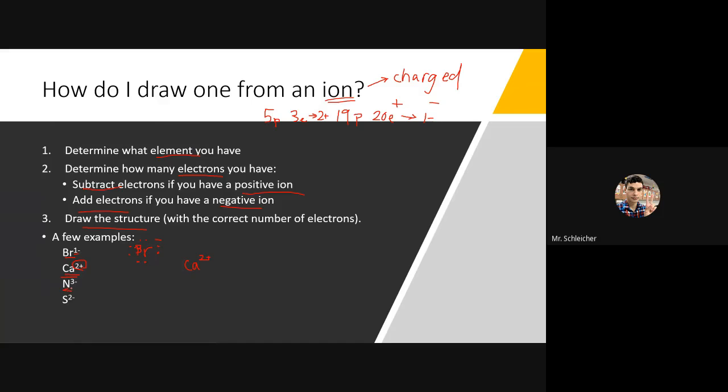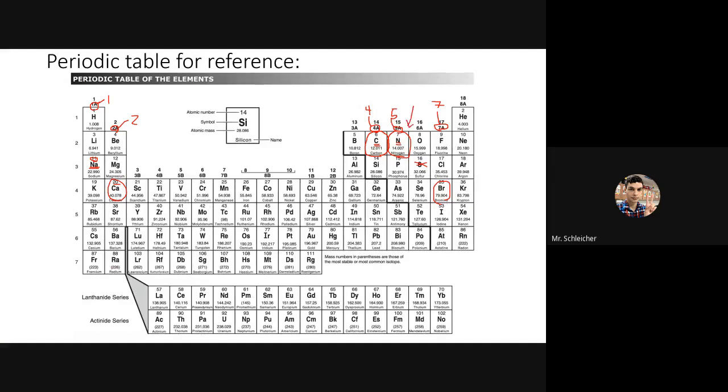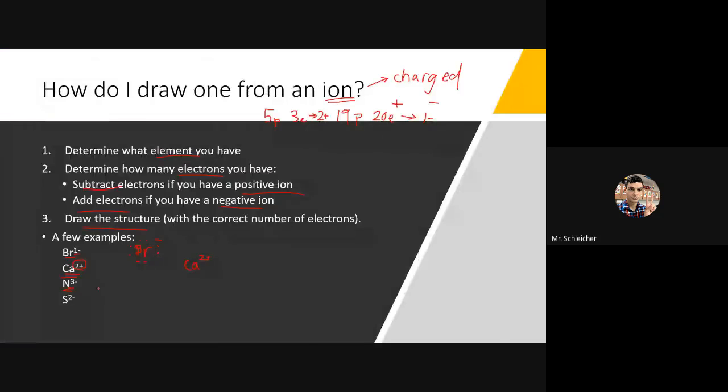Okay, let's look at the N real quick. N3 minus. N, we're going to look back over here. We did see it before. That was nitrogen. It has 5 valence electrons. But we're going to add 3 to that since it's a 3 minus charge. So N, 1, 2, 3, 4, 5, 6, 7, 8, because 5 plus 3 is 8, and then 3 minus.